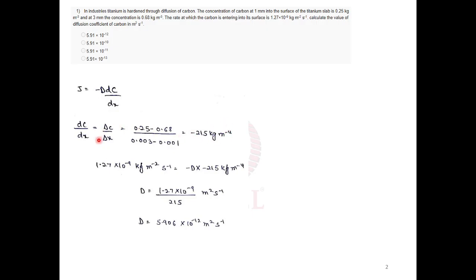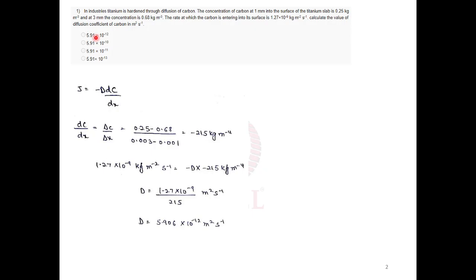So dC/dx is the concentration gradient with respect to the length, and you are getting the value minus 214 kg meter to the power minus 4, and from there you can calculate the diffusion coefficient D equal to 1.24 into 10 to the minus 9 by 215. This gives the diffusion coefficient 5.906 into 10 to the power minus 12. So basically the first option, A, is the answer.